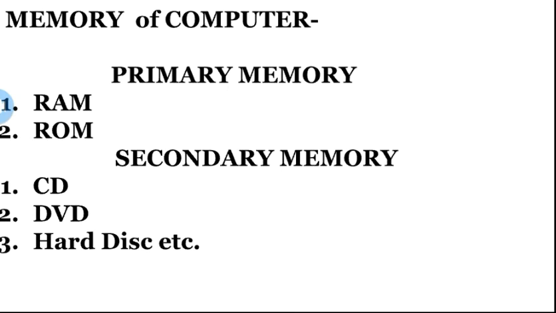Now, memory of computer. There are two types of memory, primary memory and secondary memory. Primary memory includes RAM and ROM, and secondary memories are CD, DVD, hard disk, memory chips, floppy disk, etc. So now students, I am going to tell you about the primary memory. Primary memory, RAM and ROM. RAM means random access memory. It holds the data, programs and results temporarily while you are working on the computer.